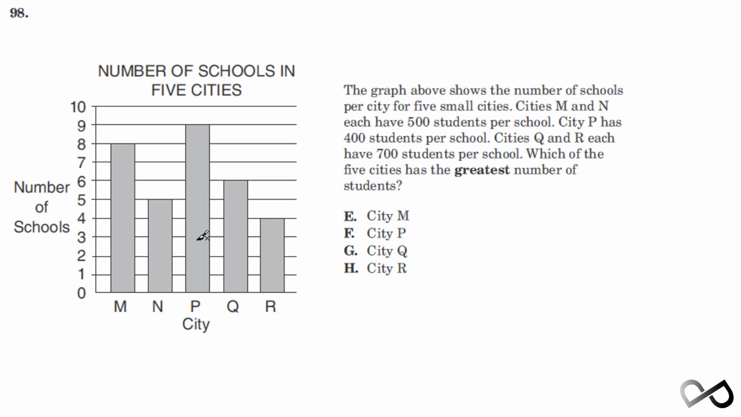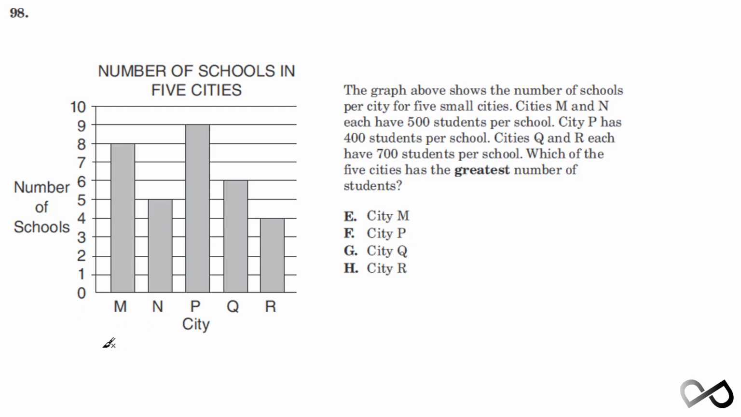The trick answer here would be to choose P. Okay, right off the bat, I'm pretty sure P is not the answer, but you can see on the graph P has the tallest bar in it. So a lot of students will choose that right off the bat, but we have to do some computation before we can choose our answer.